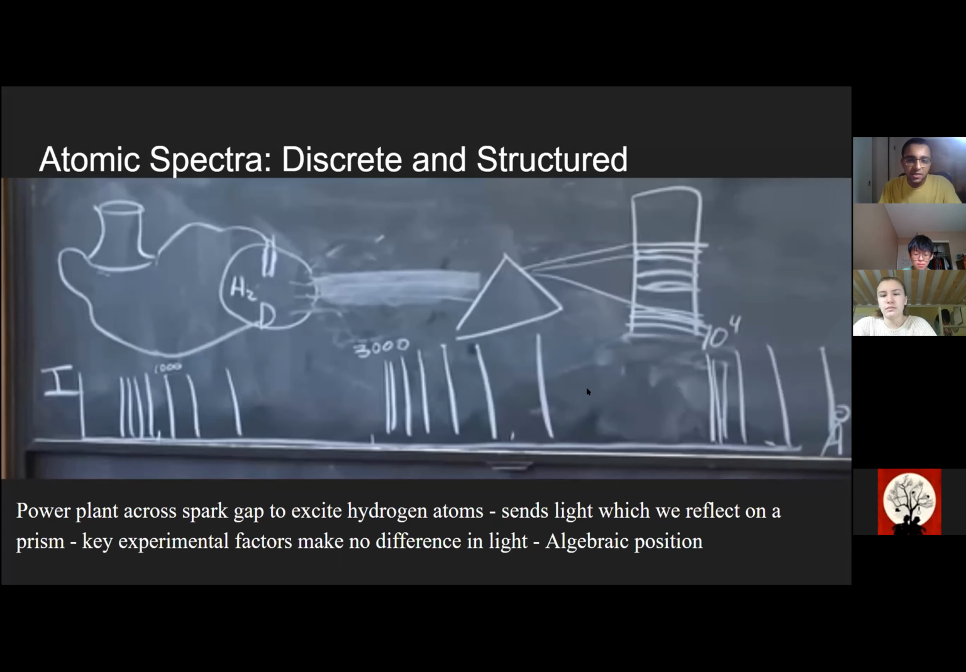Here you can see that there are these different intensities of light that we get from these excited hydrogen atoms. If we change the power plant, that doesn't make much of a difference in the experiment. A lot of experimental factors don't make a difference. Even if we change the gas, there's always going to be an algebraic equation that nails these lines every time. So we see this theme here that light can be discrete and structured, and that the atomic spectra can be discrete and structured. We can see these different packets of light. Just an idea to keep in the back of your minds today.